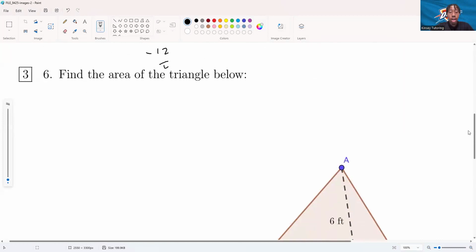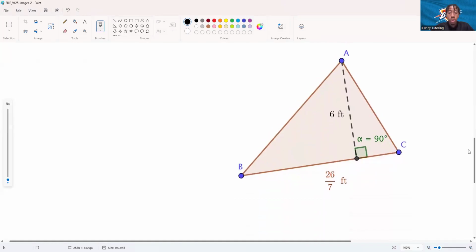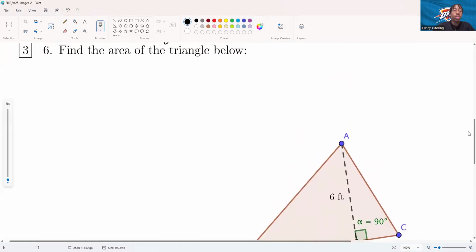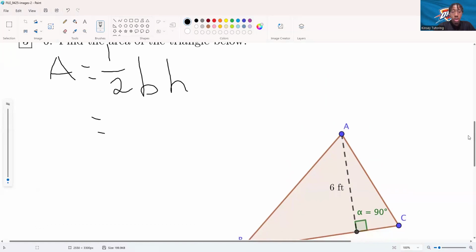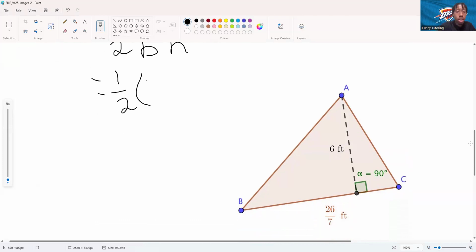Find the area of the triangle below. Okay, so area of a triangle equals, I'll give you time to find your reference sheet, 1 over 2, 1/2 base times height. Okay, so let's see what the problem gives us. So we bring down our 1/2 base. Let's see, 26 over 7. Our height, 6.